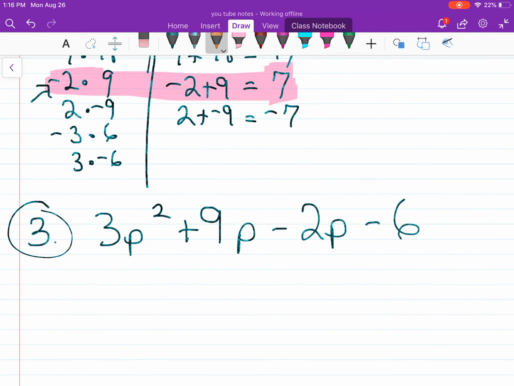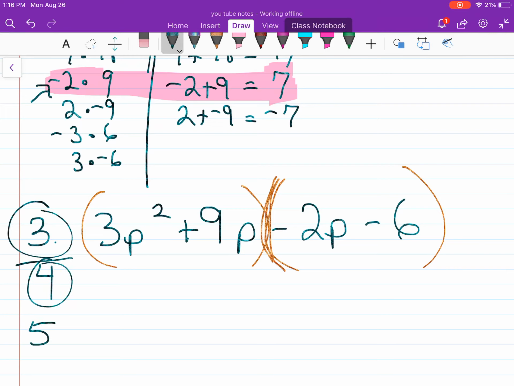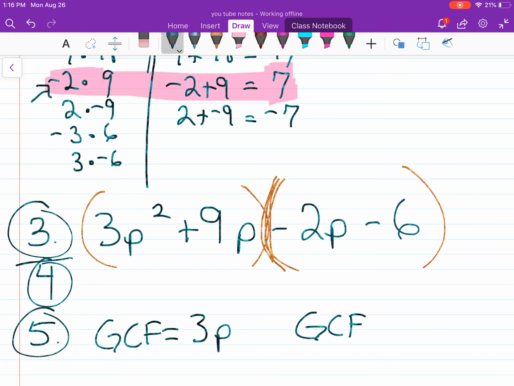Okay, I'm going to group these up. Always grab that sign right there. Grab that sign. Take out your GCF. So that was step 3 and 4. All right, step 5 is your GCF. What's your GCF in the first one? It's 3p. Your GCF in the second one is negative 2.